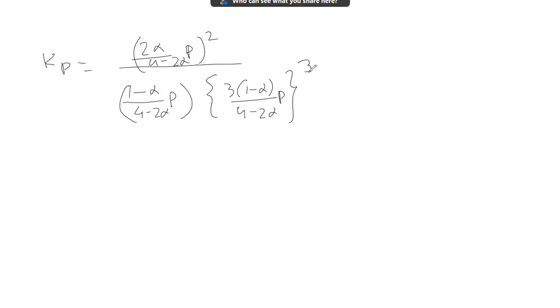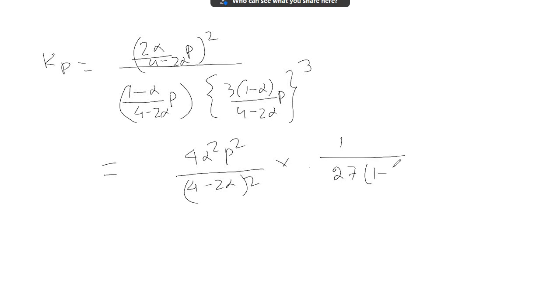It's cube. On simplifying, it is 4 alpha square into P square by (4 minus 2 alpha) whole square. In this case, it will be (1 minus alpha) to the power 1, (1 minus alpha) to the power 3. So it will be 1 by 27 into (1 minus alpha) to the power 4 by (4 minus 2 alpha) to the power 4. So what are we getting?